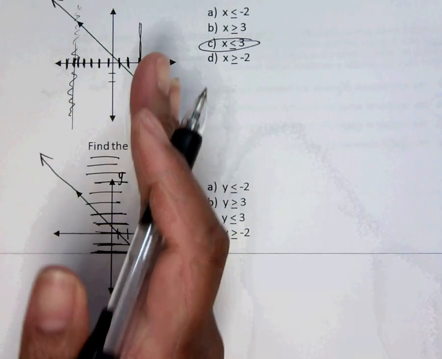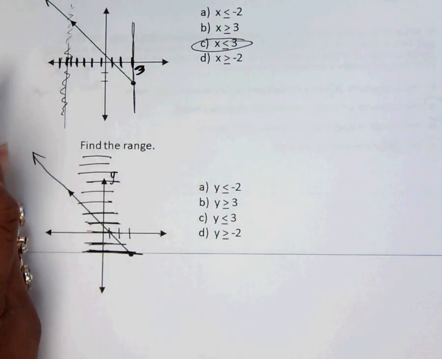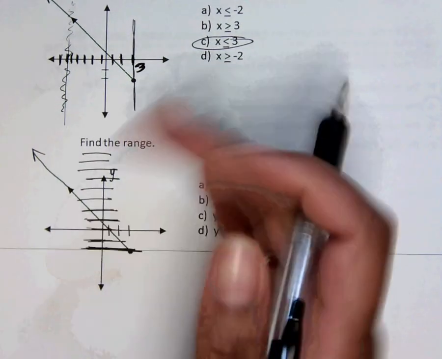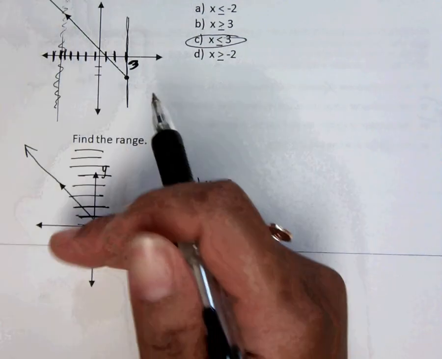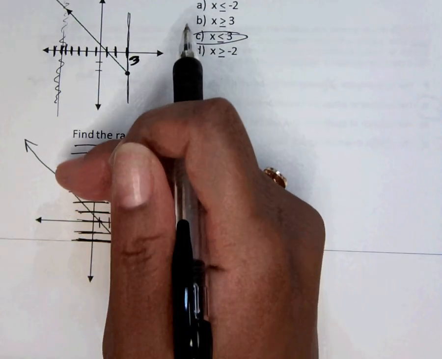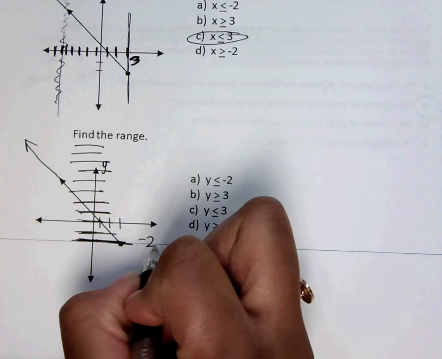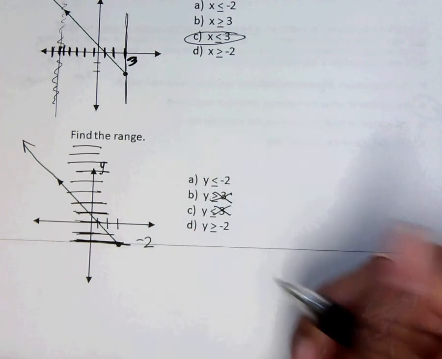So it's not this way for domain. It's not this way for range. That's not range, that's domain. This is your range, and it's going up. That's -2, so I can get rid of B and C.